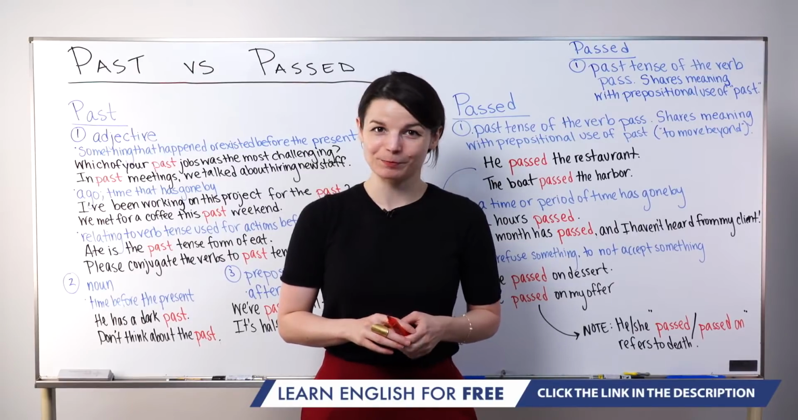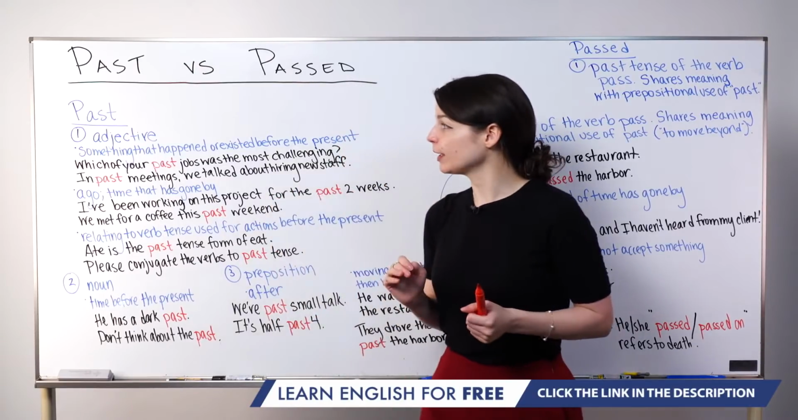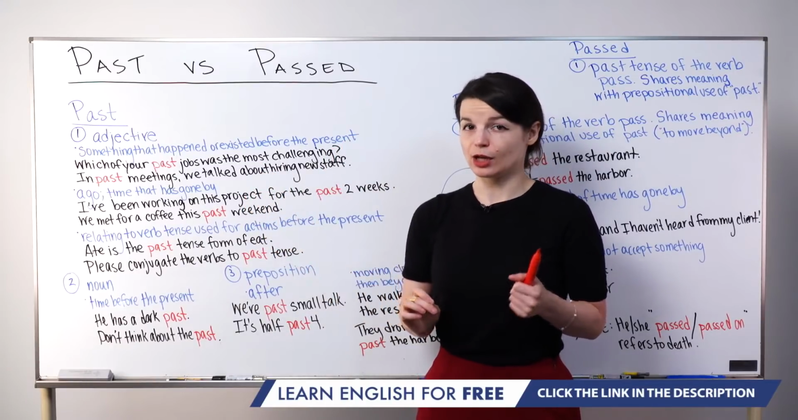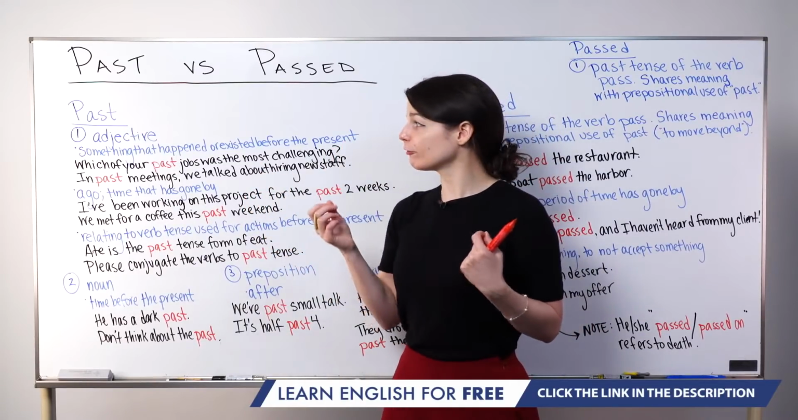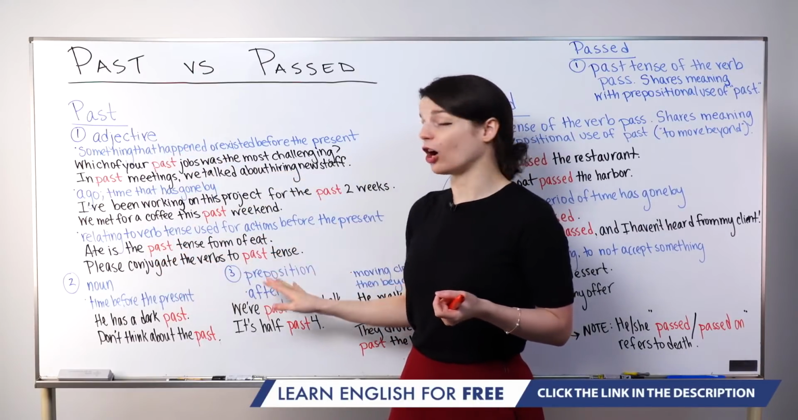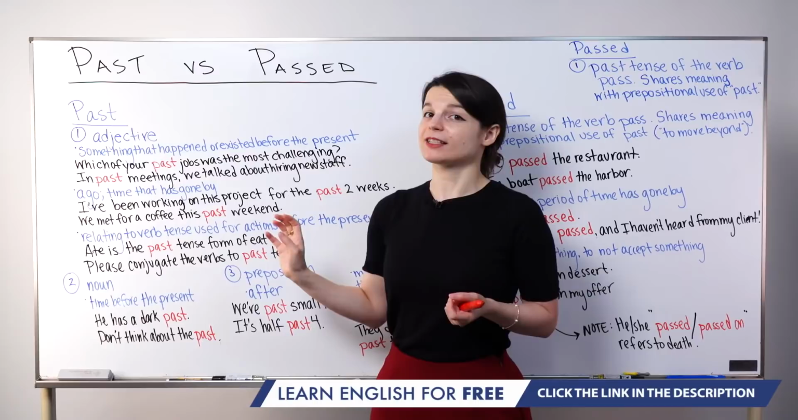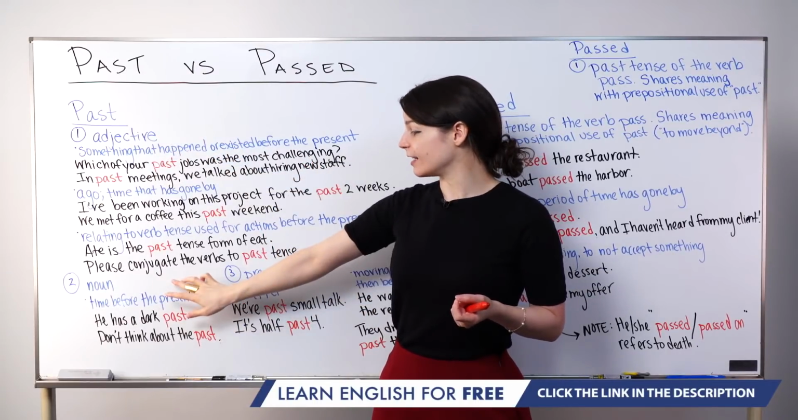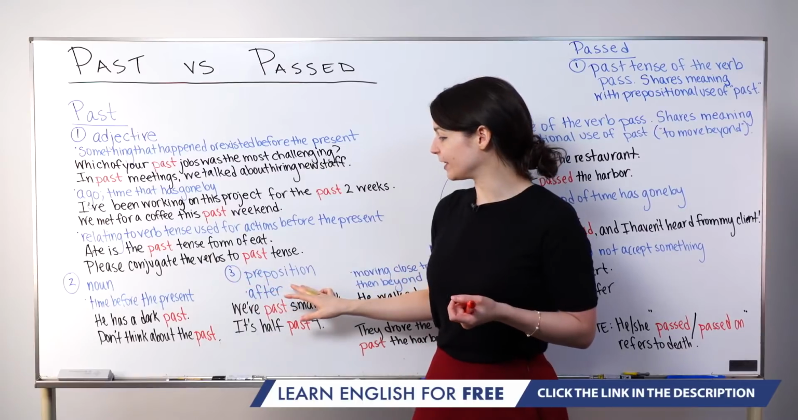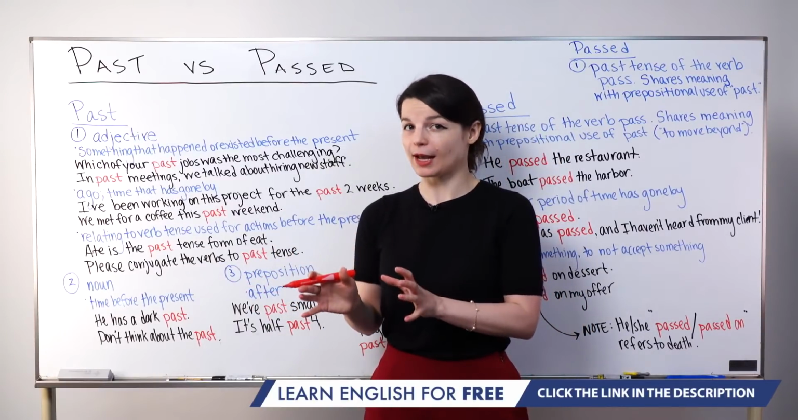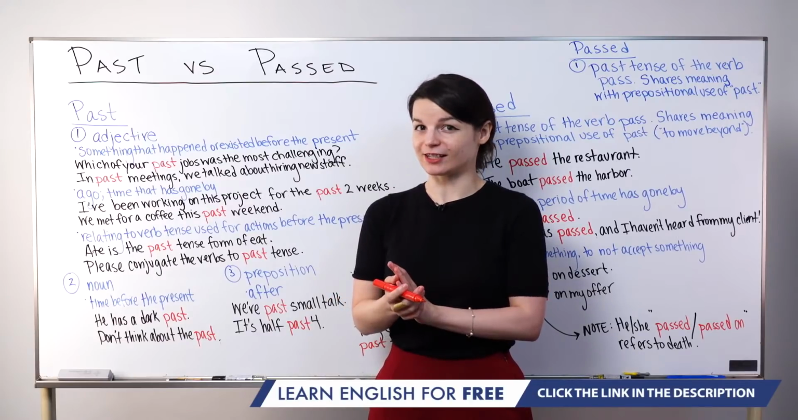Let's get started. Okay, first, I want to look at the word past, P-A-S-T. So past has a few different parts of speech that it's commonly used in. In this lesson, I'm going to look at past as an adjective, as a noun, and as a preposition. First, let's take a look at how we use past as an adjective.